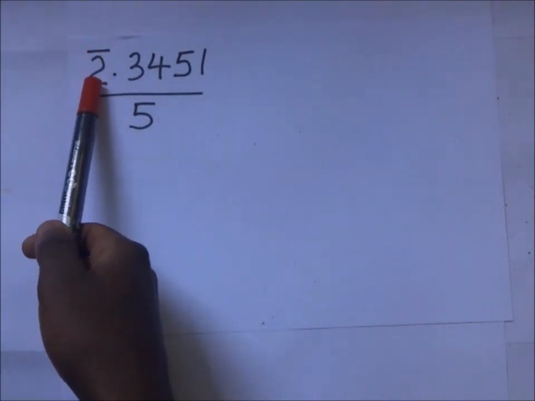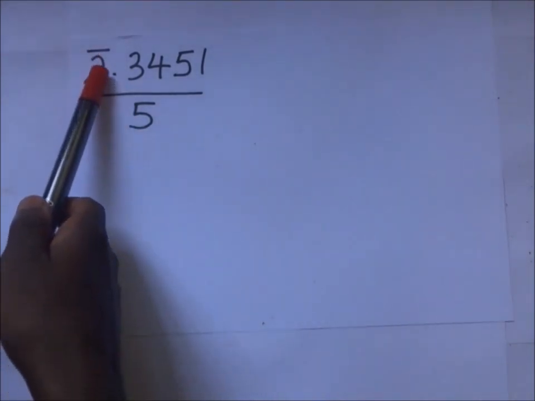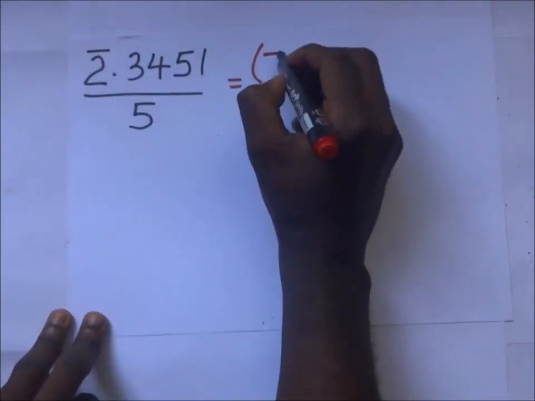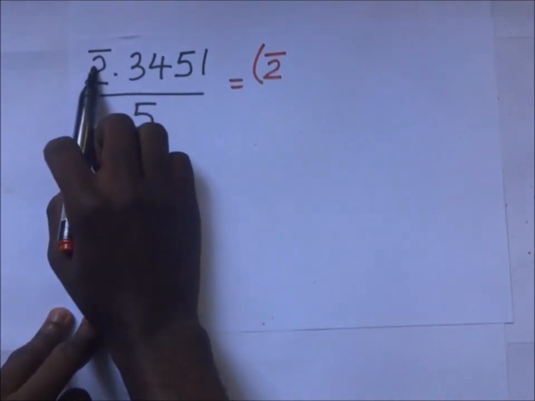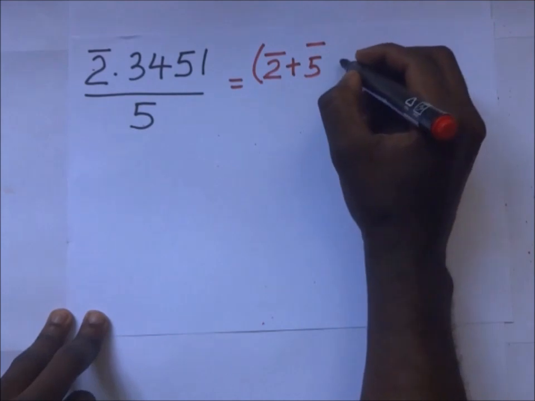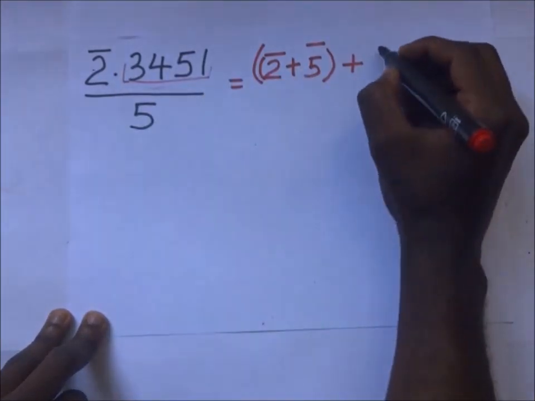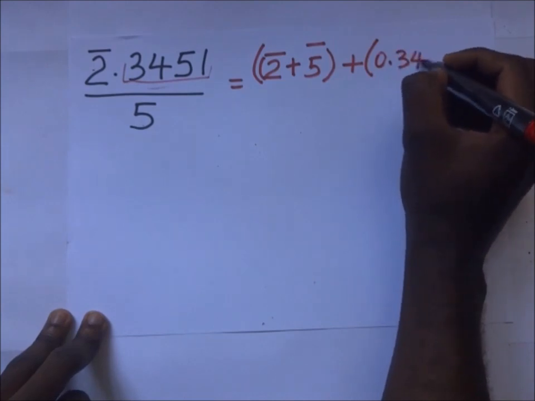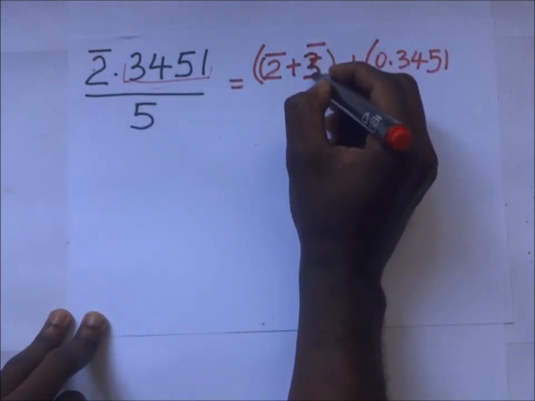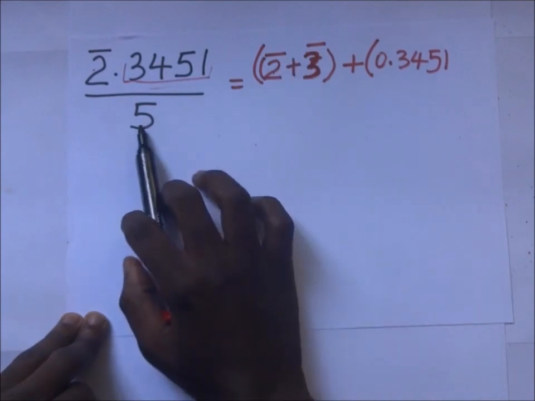If you look at this 2 bar, if we add 3 to 2, we are going to make 5. So if you're adding 3 here, it means you're going to add 3 here as well. So this 2 bar becomes 5 bar, plus, so this is the negative characteristic, then the mantissa we deal with separately. So it's going to be plus 0.3451. Since we added 3 here, it's supposed to be 3. So that 3 plus 2 is 5, because 5 is what is divisible by this.